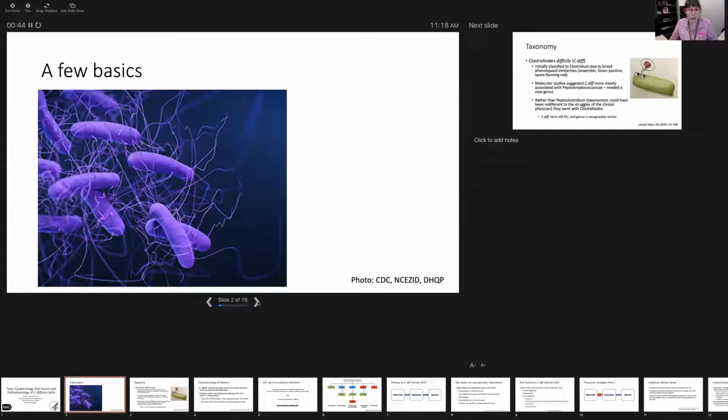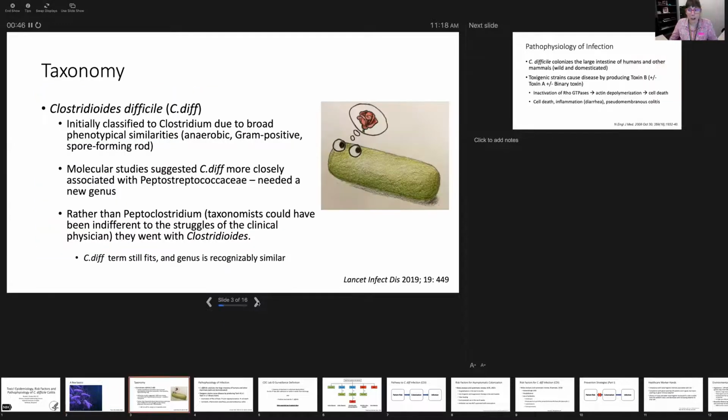First, I'm going to start off with a few basics. Taxonomy. The name did change recently, and I want you to be aware that Clostridioides is now the appropriate genus, and it's not as hard to say as it looks. You can still say C. diff, which is a very useful thing that the taxonomists decided instead of classifying as Peptoclostridium, when they found that it more closely resembled Peptostreptococciae, they decided to save you the hassle, keep the C. diff. And this is something that now you know.